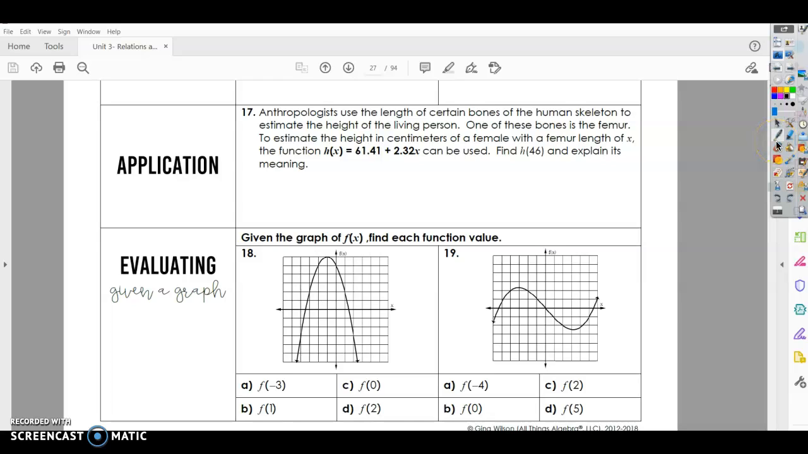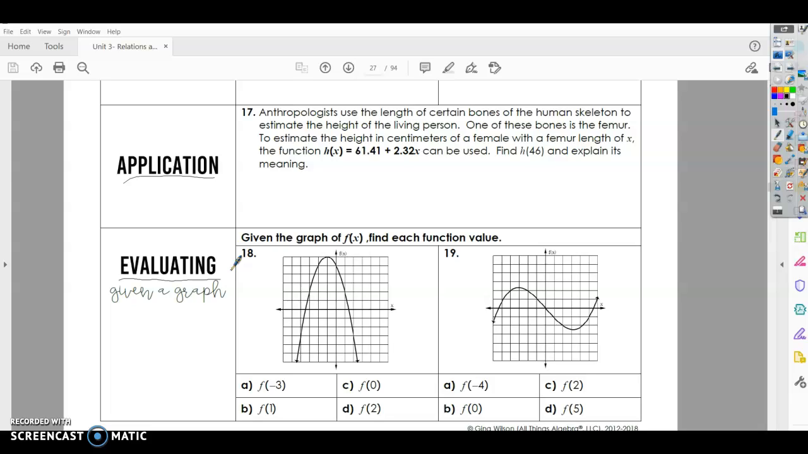All right, using function notation, we're going to finish up by looking at an application problem, which basically means a word problem, and how to evaluate a given graph, given function notation. So number 17, anthropologists use the length of certain bones of the human skeleton to estimate the height of the living person. One of these bones is the femur.